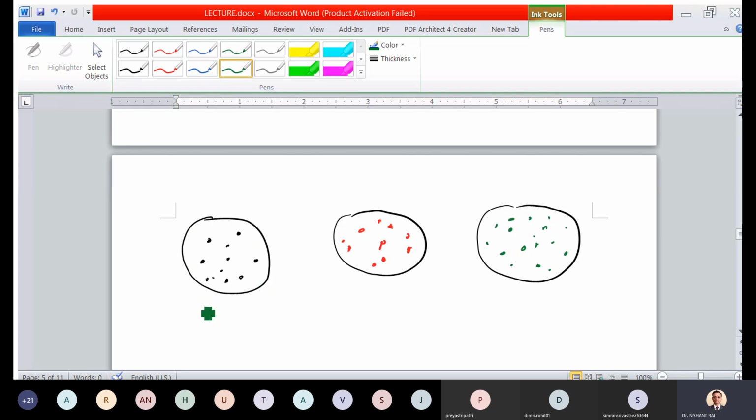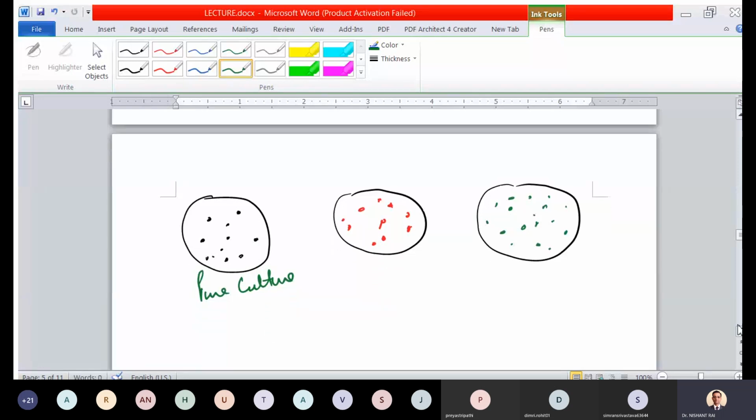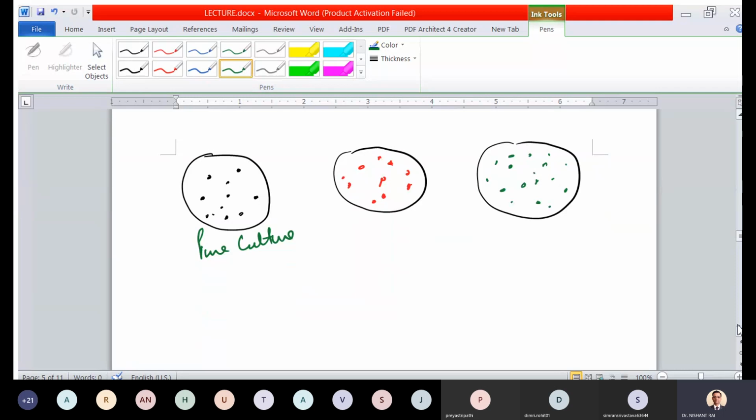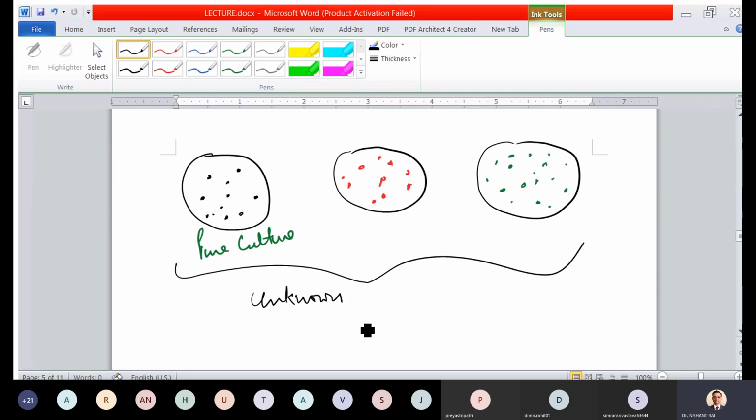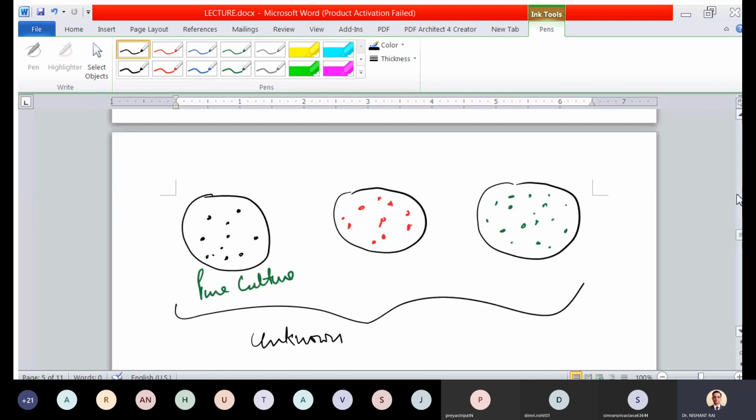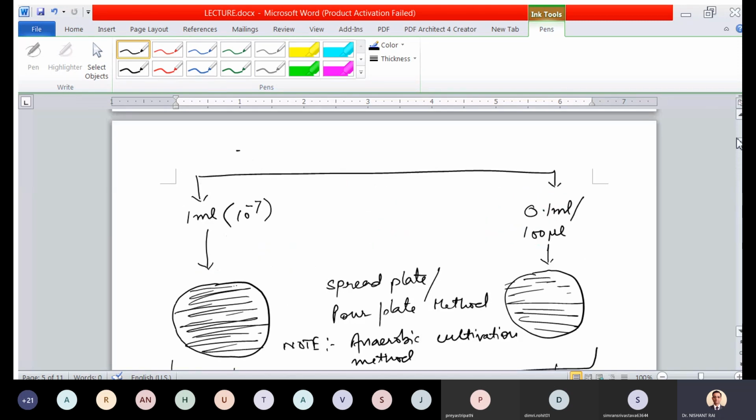So it will be a pure culture, meaning it is containing a single type of bacterial population as well as progeny here also, but it is unknown to you. The colonies you have got so far, even though it is pure, it is unknown, right? It is unknown. Now again, let us first revise the things. Let us quickly revise what we have done.